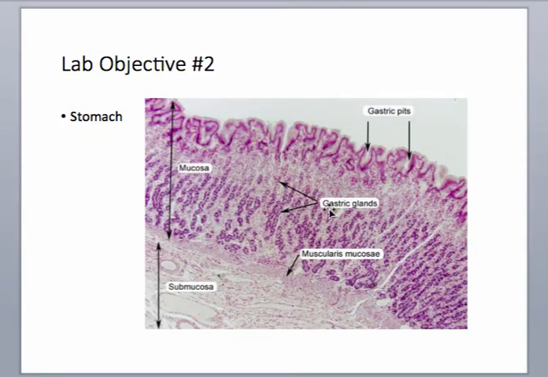Here's another picture of the stomach. Again, we see these little pits every so often in the mucosa, and that's going to lead into the gastric gland. So there's lots and lots of gastric glands here that we can see in the stomach. Again, that's because the primary role of digesting proteins, and that will help perform that.